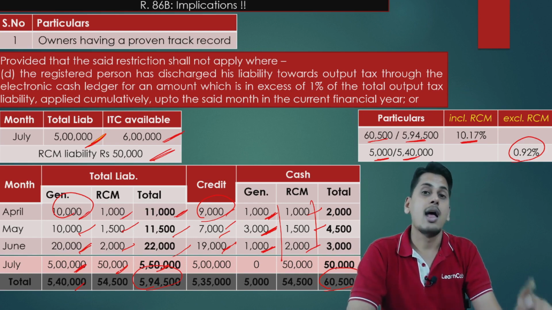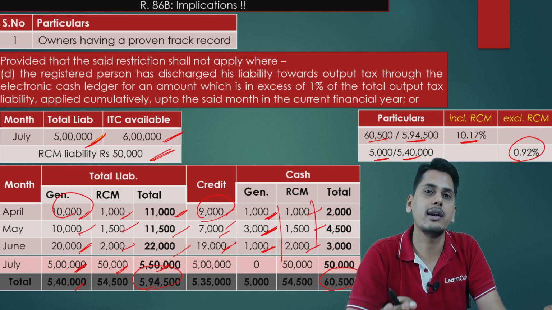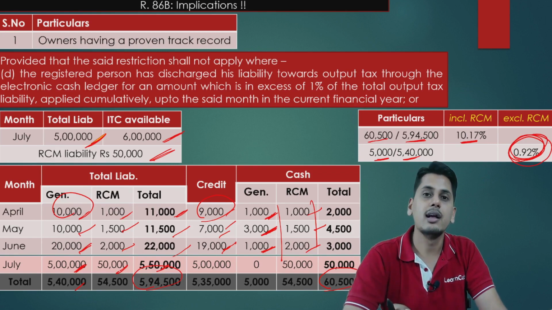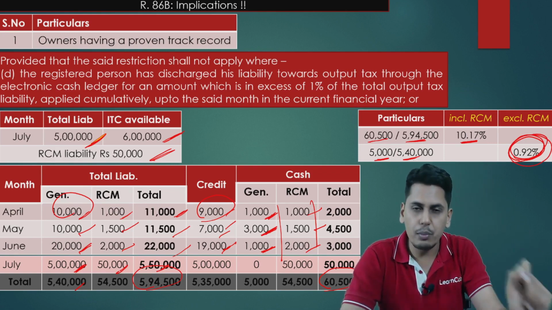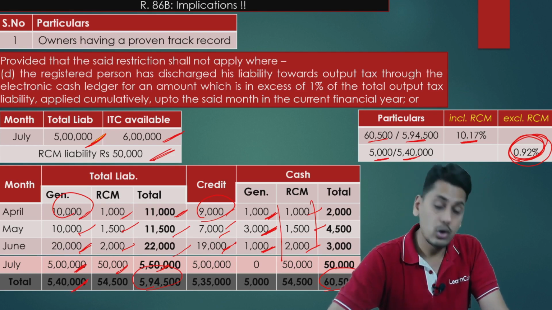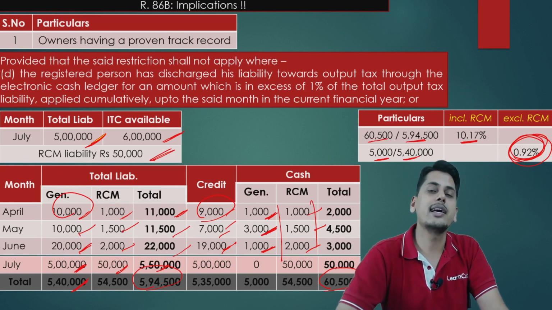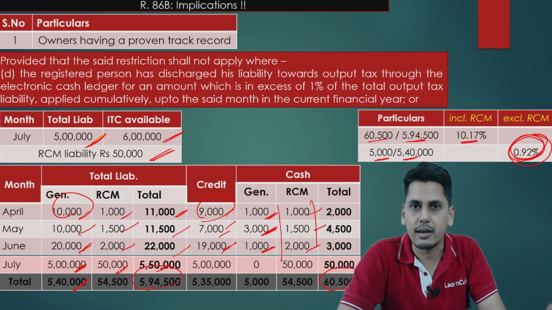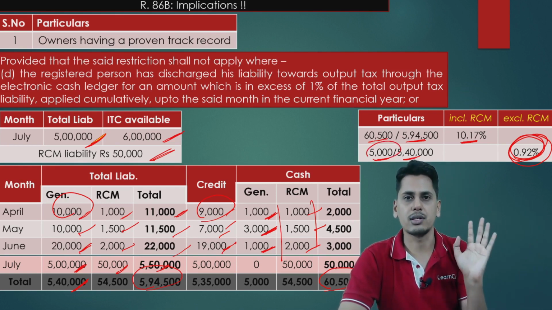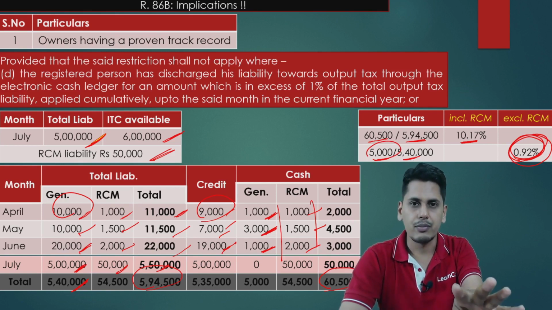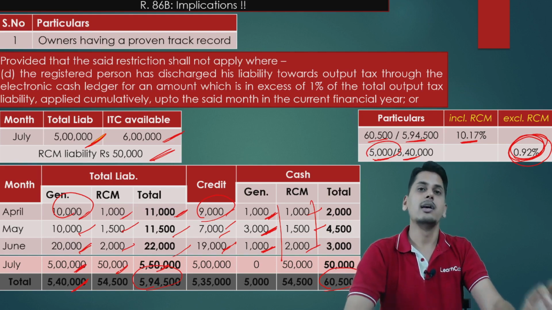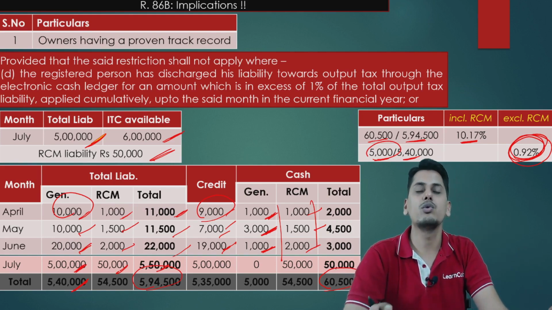Which means that so far cumulatively I have not satisfied Rule 86B. Therefore, I have to make some payment from my electronic cash ledger, to the extent of meeting the shortfall. So friends, total liability is 5,40,000. 1% of 5,40,000 is 5,400. How much have I already paid through cash ledger? 5,000. So 400 rupees of normal liability I will pay from my cash ledger. If I pay so, it is a valid and sufficient compliance of Rule 86B.